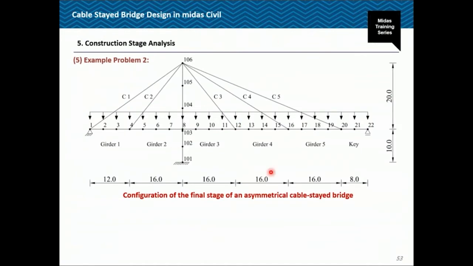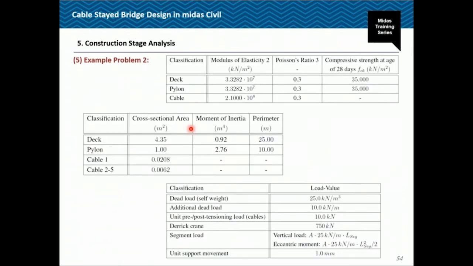So let's take a simple example, where you have 5 girders and then you have 5 cables, C1, C2 till C5. So this is the configuration of the final stage of an asymmetrical cable stayed bridge. The total pylon height is 30 meters. These would be my material properties and the cross-sectional properties, some of the dead loads, and some additional load I'd be taking as 10 kN per meter.